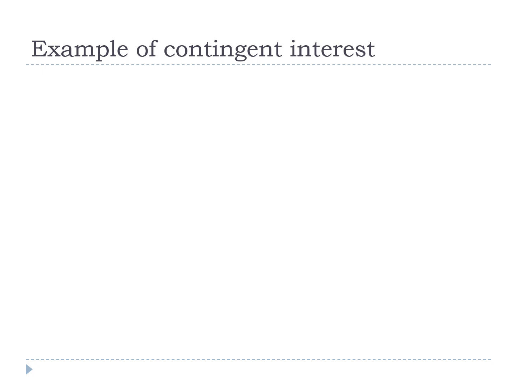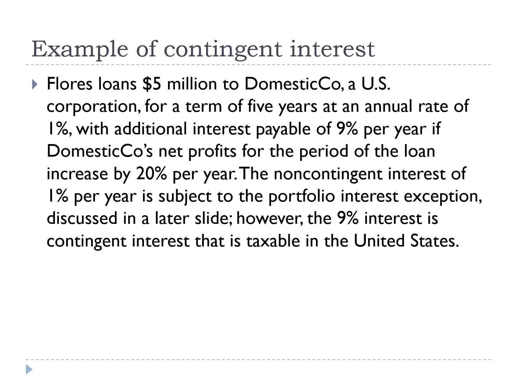Here's an example of taxable contingent interest. Flores loans $5 million to Domestico, a U.S. corporation, for a term of 5 years at an annual rate of 1%, with additional interest payable of 9% per year if Domestico's net profits for the period of the loan increase by 20% per year. The non-contingent interest of 1% per year is subject to the portfolio interest exception discussed in a later slide. However, the 9% interest is contingent and is taxable in the United States.